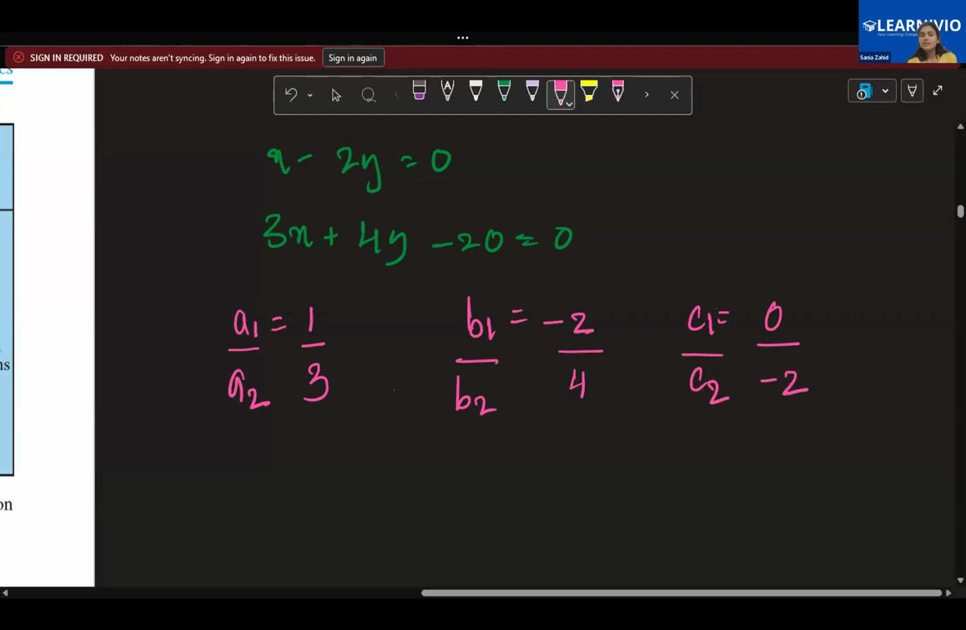So now, children, basically these are the comparisons that you get: A1 by A2, B1 by B2, and C1 by C2. Children, please just give me a minute and copy this down.